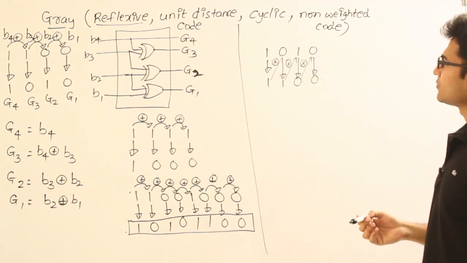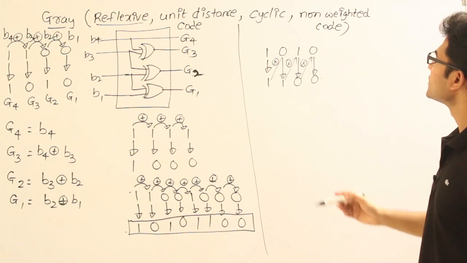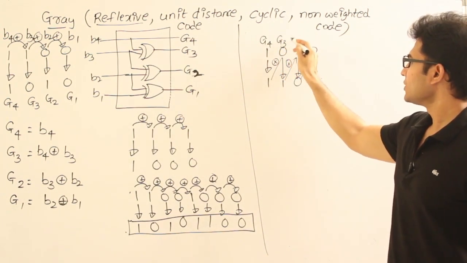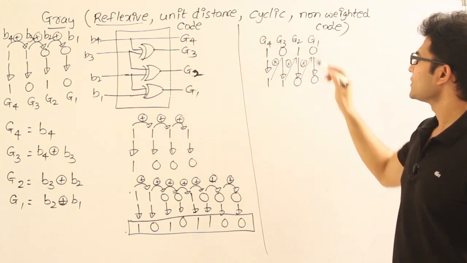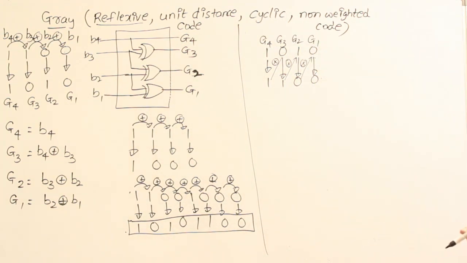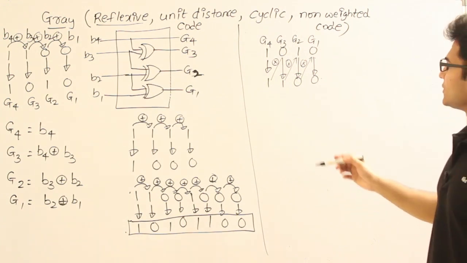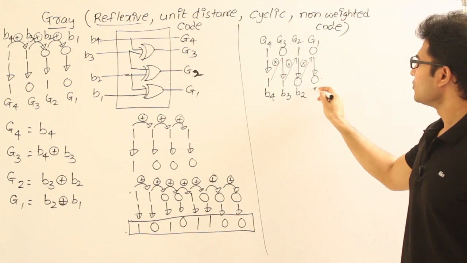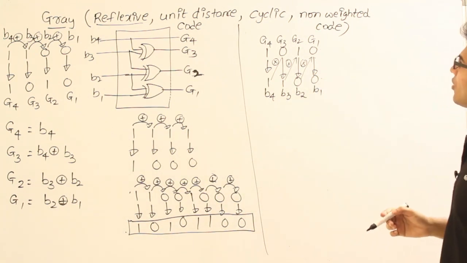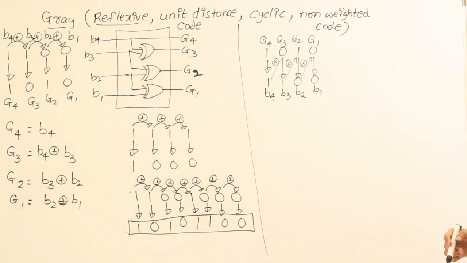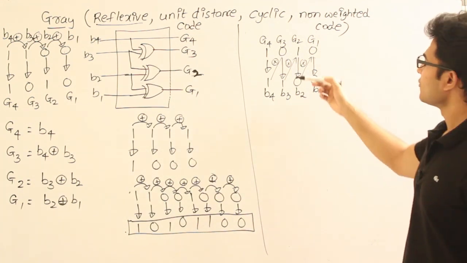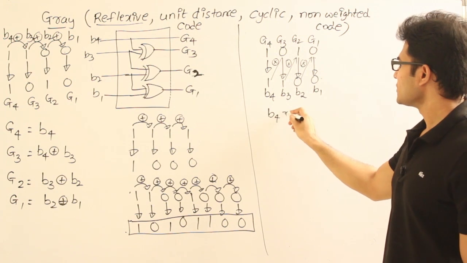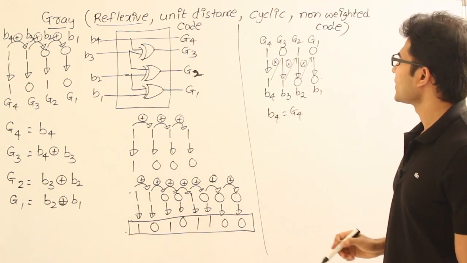So what is the formula and how to design this circuit is, if this is the gray code, let us say it is G4, G3, G2, G1. I am representing the bits of gray using G1 to G4. And if this is the binary, B4, B3, B2, B1. Now how are we going to represent it? Check this. So we have directly written whatever is G4 as B4. Therefore B4 is equal to G4, right?